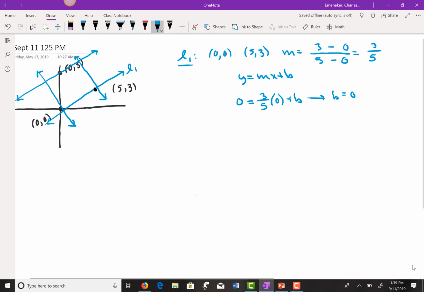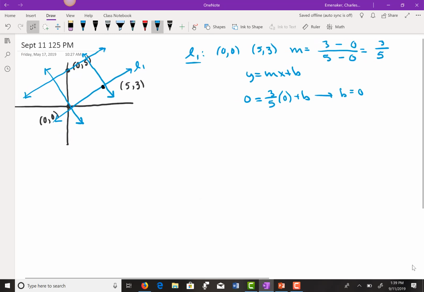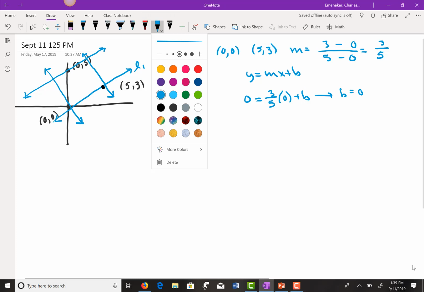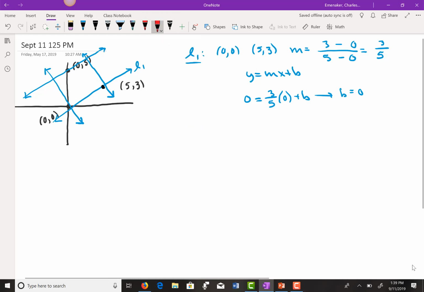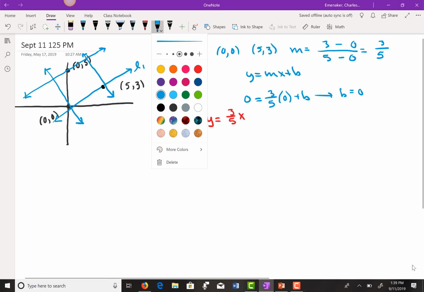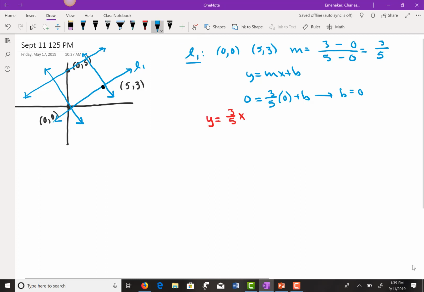And the equation of our line, let's see, I'll put it in a different color, maybe make it stand out a little better. The equation of the line is going to be y equals the slope 3/5 x plus b, but b is 0. So there is the equation for line 1.